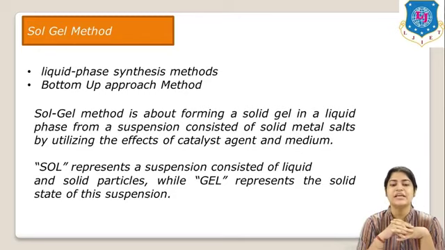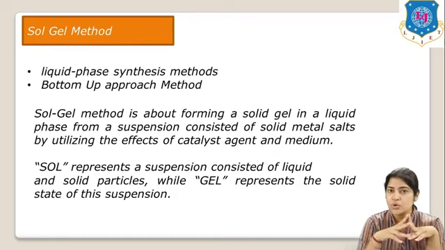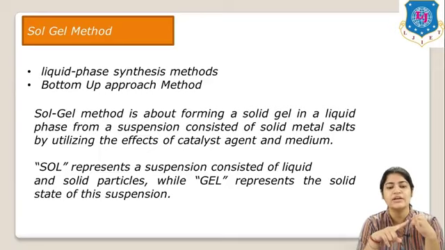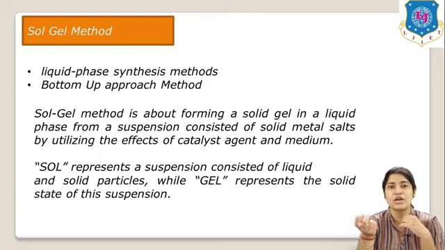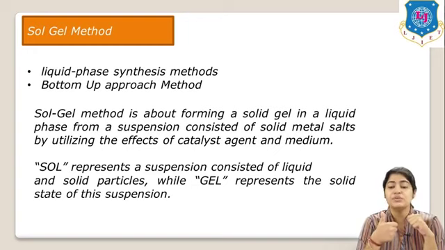So now let's see, in the sol gel method, what happens? Forming a solid gel in a liquid phase from a suspension consisting of solid metal salts. So you need a suspension of solid metal salts, and from that you are creating a solid gel in a liquid phase. Okay, but what agent is used here? We use a catalyst.